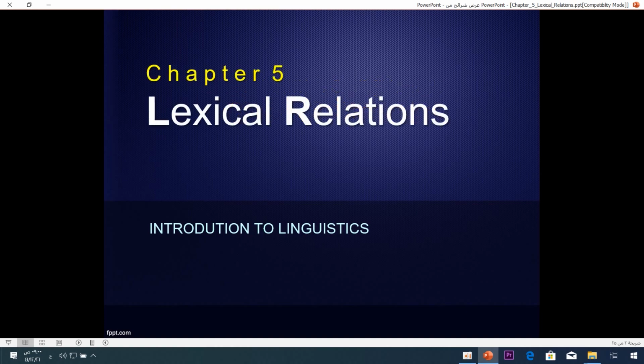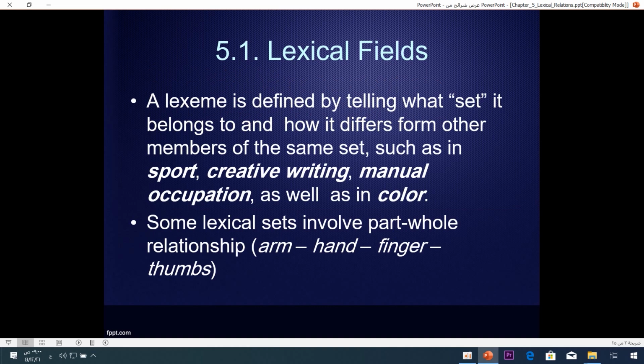As you see, lexical relations, chapter 5. Lexical field. A lexeme, we said a lexeme means word. A lexeme is defined by telling what set it belongs to. I mean, where does the word belong? I mean, where is the word classified? And how it differs from other members of the same set.